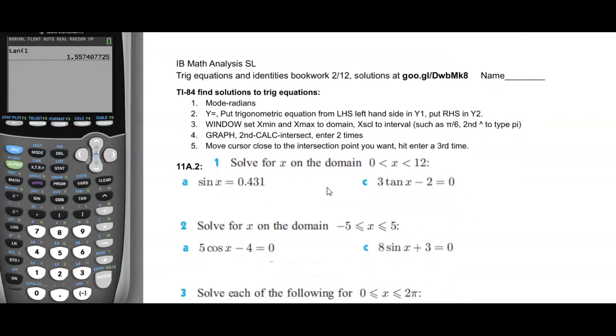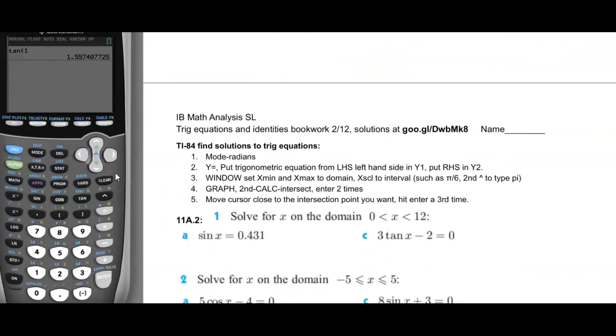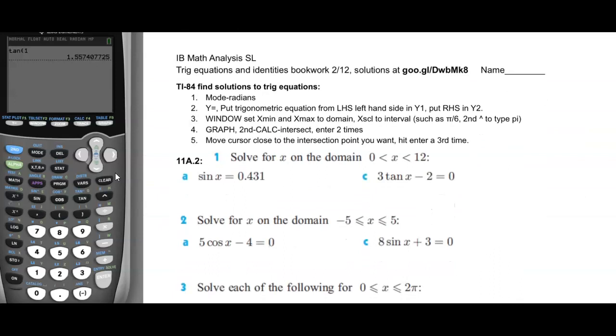All right. So how do we use the calculator to solve similar problems? Basically, what we're going to do is take the left side and put it into y1, and then take the right side and put that in y2, and do second calc intersect. That would solve it. Of course, we'd have to do second calc intersect many times, because you have to do it once for each solution.